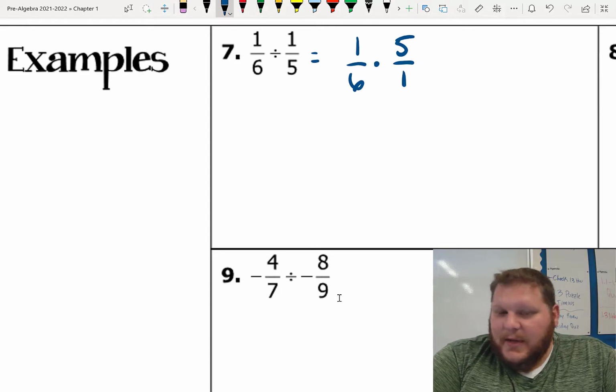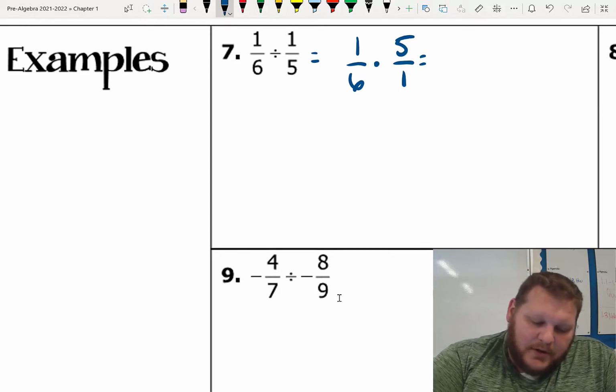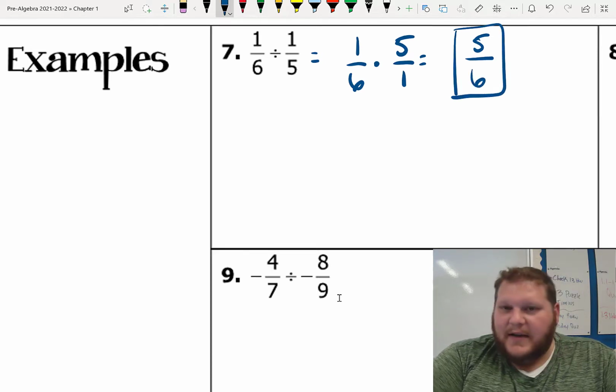And now that it's a multiplication problem, we know I can multiply straight across. 1 times 5 is 5. 6 times 1 is 6. So 5 over 6 is my final answer there.